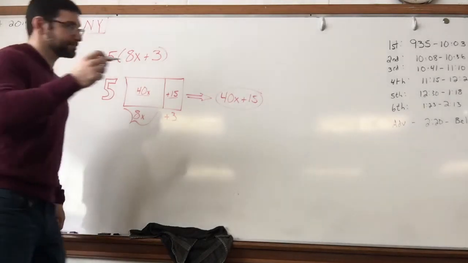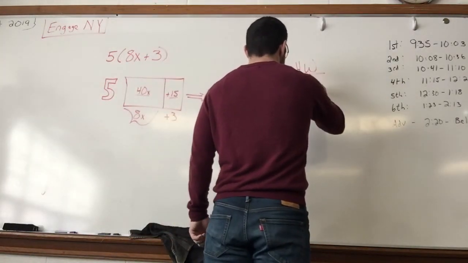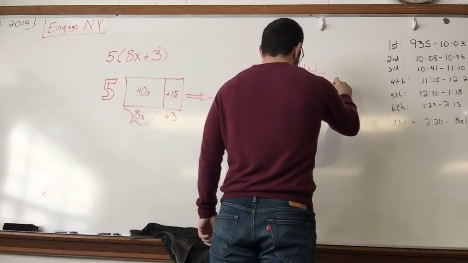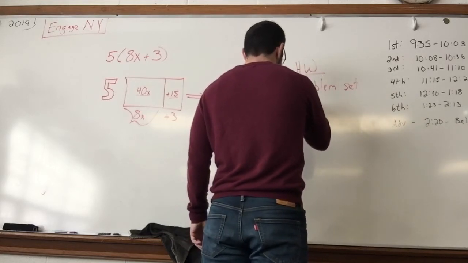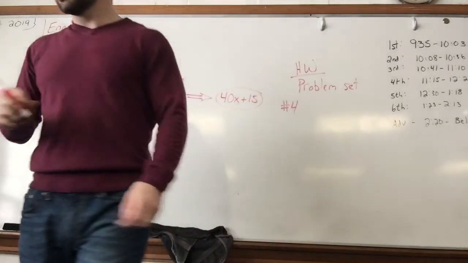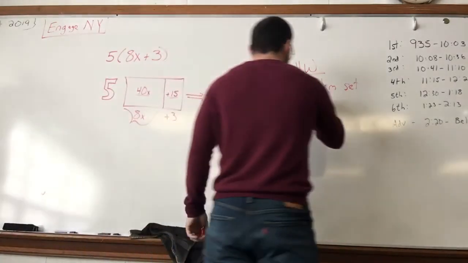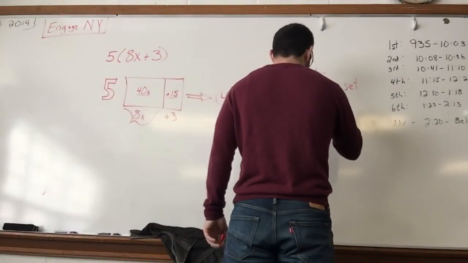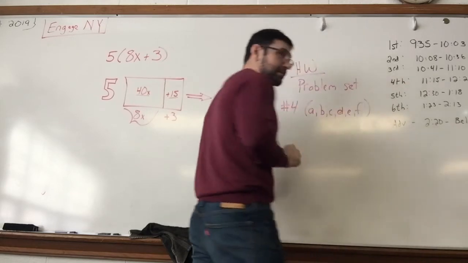So, homework. You're going to go to that problem set. You are only doing two numbers. You are going to do number 4. So go to that second to last page. Or actually, it's on the very back. You're doing number 4. Now listen. You are doing A, B, C, D, E, and F.